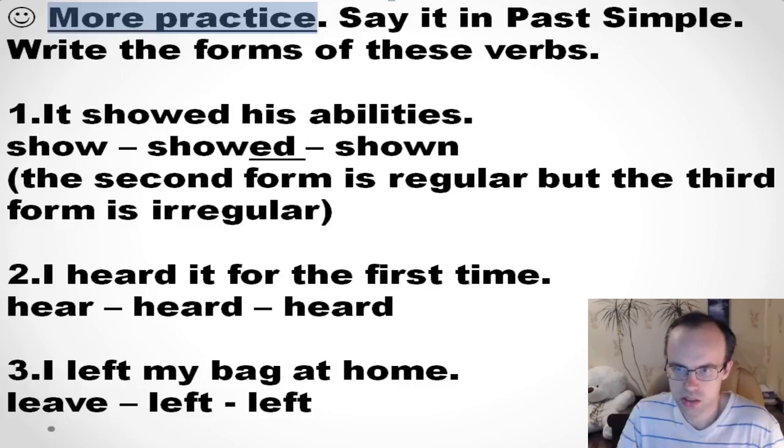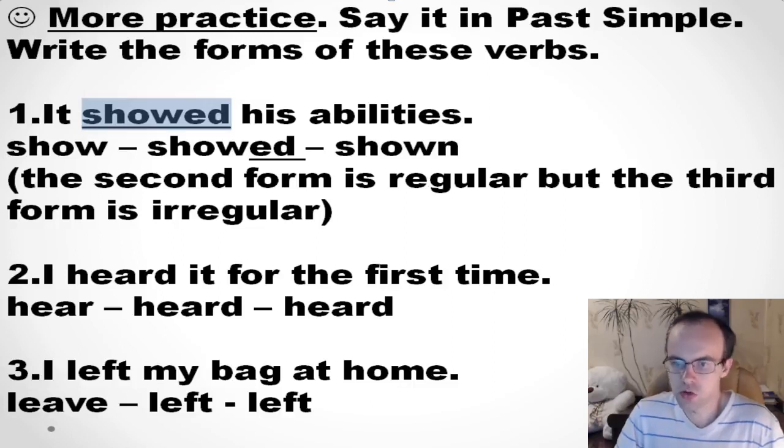More practice. Say it in past simple. Write the forms of these verbs. It showed his abilities. Show, showed, shown. The second form is regular, but the third form is irregular. I heard it for the first time. Hear, heard, heard. I left my bag at home. Leave, left, left.